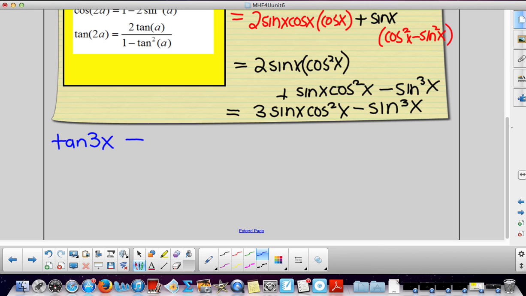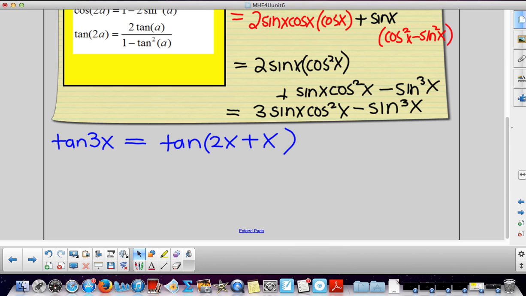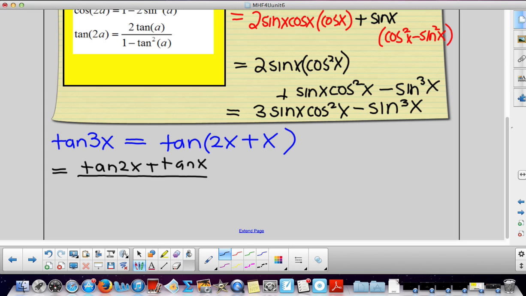Okay, so it starts the same way. Tan 3x is going to be equal to tan of 2x plus x, where your 2x is your angle A, and x is going to be your B value. So this is going to be the same thing as tan 2x plus tan x over 1 minus tan 2x tan x. That's the compound angle formula we're using.